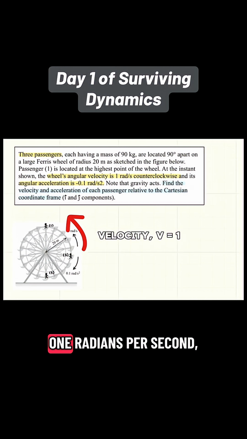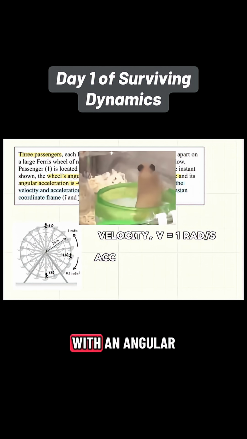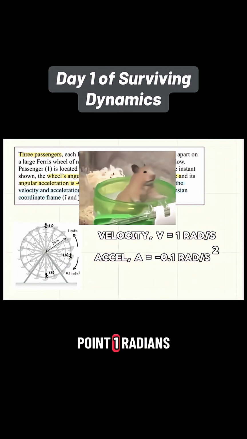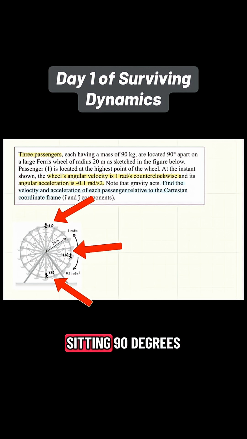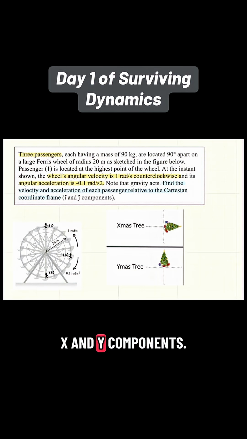Here's the setup. We've got a Ferris wheel rotating counterclockwise at 1 radian per second, and it's slowing down with an angular acceleration of -0.1 radians per second squared. We want the velocity and acceleration of 3 passengers sitting 90 degrees apart, written in x and y components.